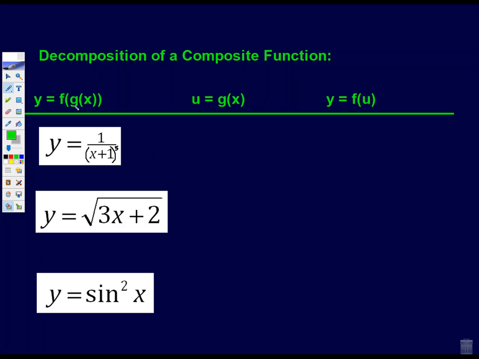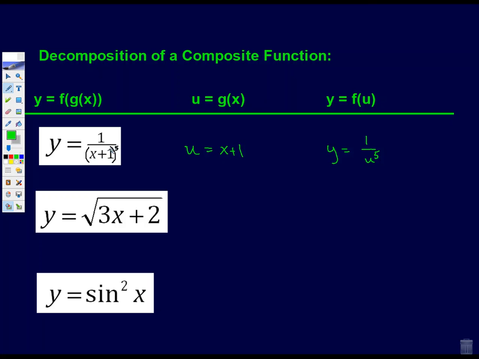If g of x is supposed to be the innermost part of the composition, I'm going to let that be x plus 1. But I'm going to use the label u. So u is x plus 1. And on the other part, y would be 1 over u to the 5th. So you notice that this leads to a direct substitution. If I let u be replaced with x plus 1, this leads to the original function, y equals 1 over x plus 1 to the 5th.